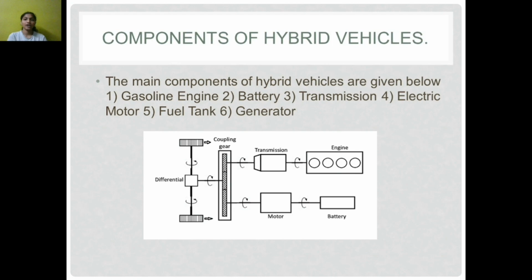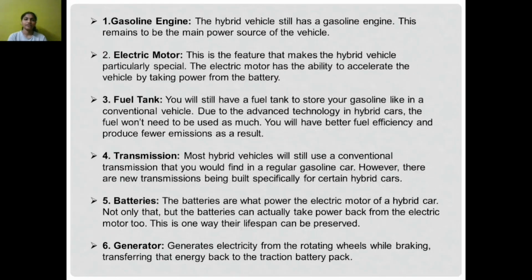Components of hybrid vehicles. Number 1, gasoline engine. The hybrid vehicle still has a gasoline engine. This remains to be the main power source of the vehicle. Electric motor. This is the feature that makes the hybrid vehicle particularly special. The electric motor has the ability to accelerate the vehicle by taking power from the battery.